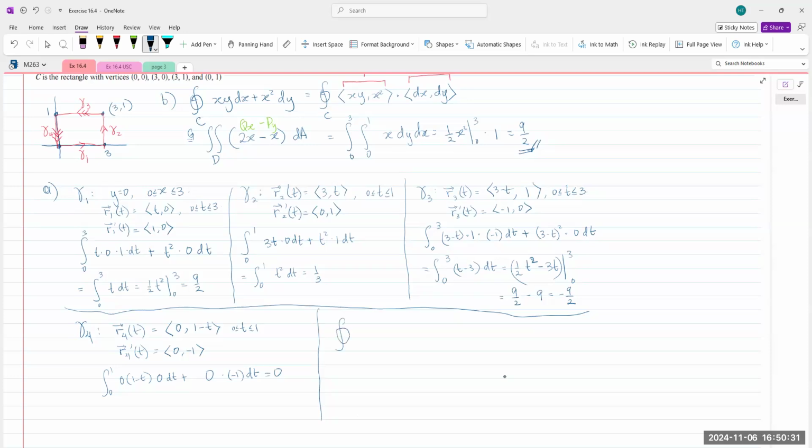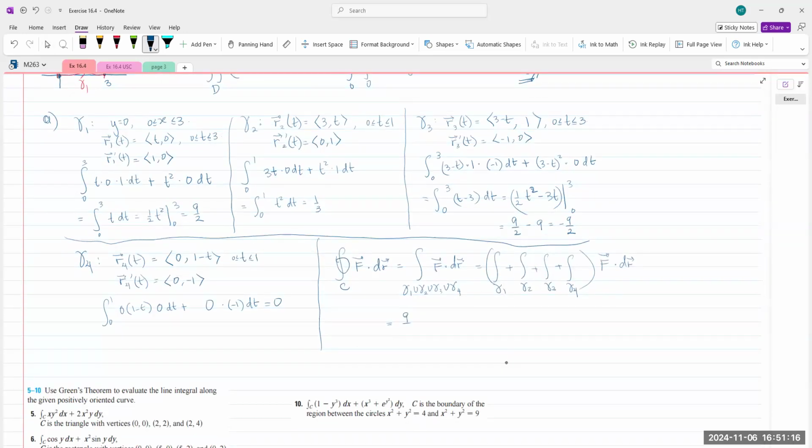The integral over that closed curve C of f dot dr is equal to the integral over gamma 1 union gamma 2 union gamma 3 union gamma 4 of f dot dr, which equals the integral over gamma 1 plus gamma 2 plus gamma 3 plus gamma 4 of f dot dr. That gives us 9 over 2 plus 1/3 minus 9/2 plus 0, which is 1/3. It's a different value. That's why I say something's not right.